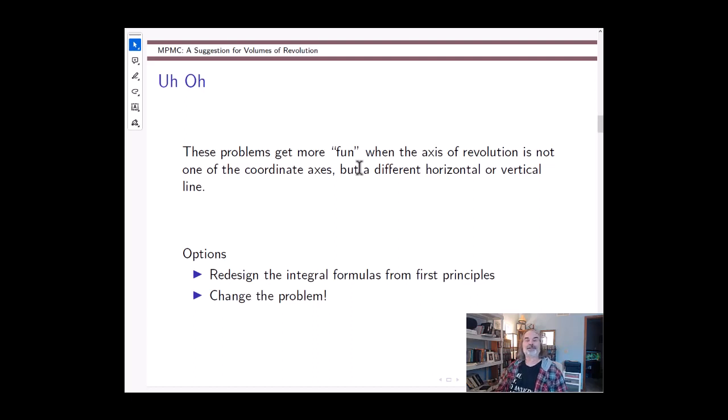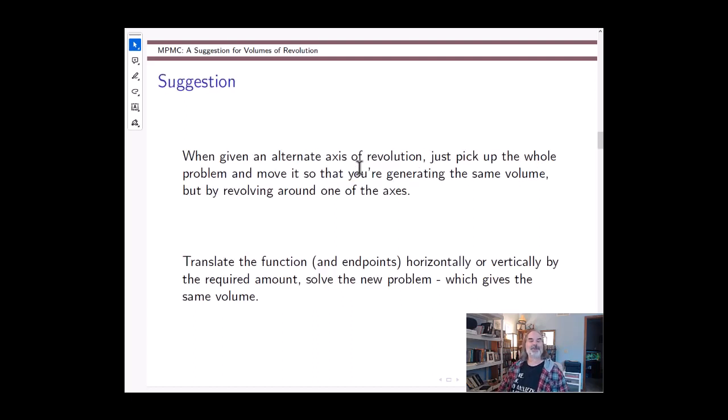Now, the other option is just to change the problem to one that's a little bit better. So here's what we're going to do. If you're given an axis of revolution that isn't one of the axes themselves, instead of going back and trying to redesign the process from scratch and coming up with a modified volume formula, you're just going to take that curve and the axis of revolution, pick the whole thing up and set it down again so that you are now revolving around one of the axes. Because if I take this curve and I'm revolving around this axis and I lift it up, and now here's, say, the x-axis that I'm revolving, it's going to be the same volume. It's just going to be a translated function.